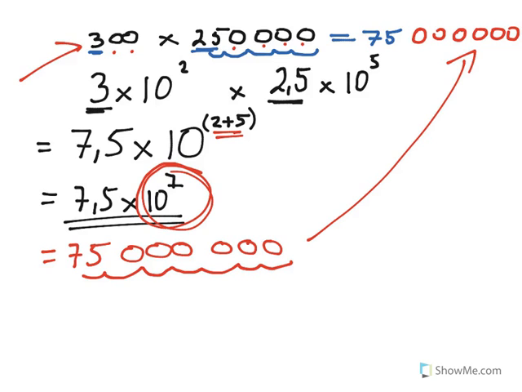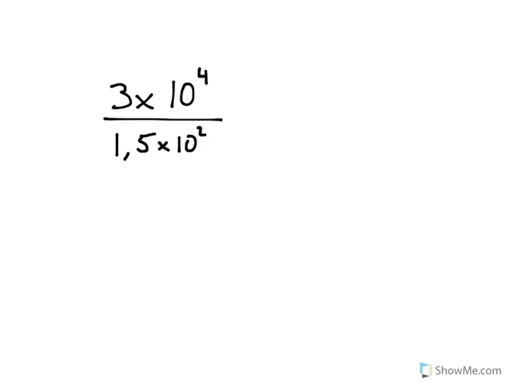Don't convert it back to this form and multiply it out with all the zeros, because if you do that, you will lose points, okay? You want to maximize your potential. You have to show that you are able to work with numbers in scientific notation.